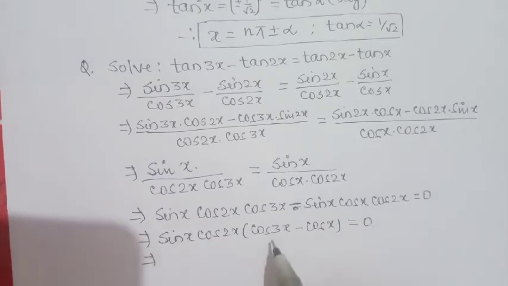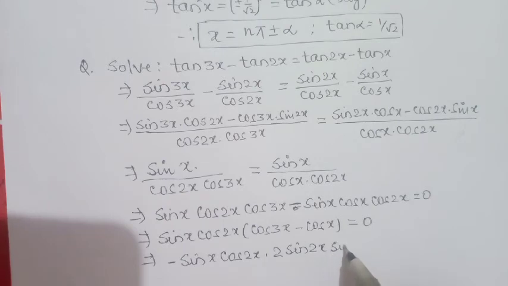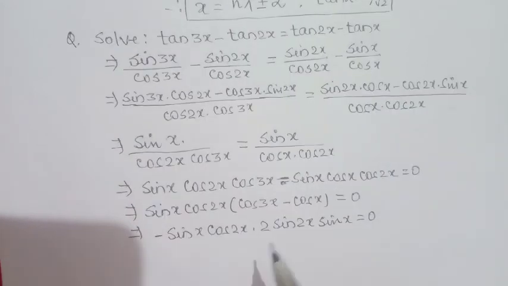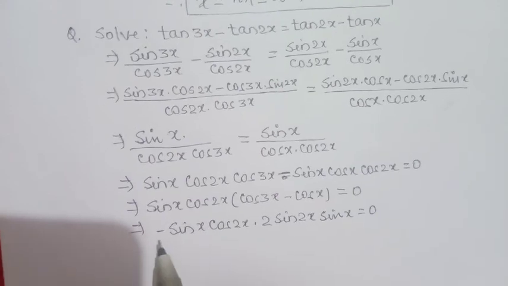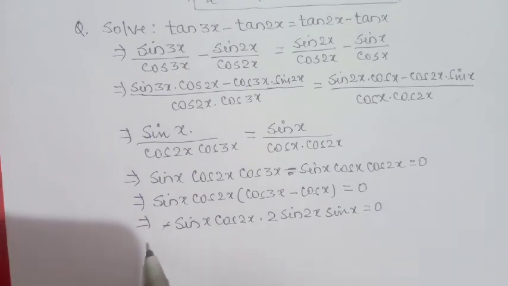Now the term within the bracket, apply the formula for cos C minus cos D. The bigger angle is 3x, so write it as cos 3x minus cos x, which is minus 2 sin of (C plus D) by 2, that is 2x, into sin of (C minus D) by 2, that is x. The minus sign shifts to the right side, so this becomes positive.